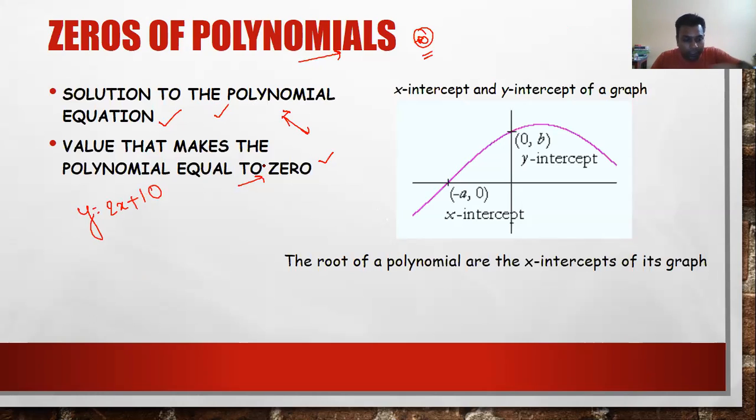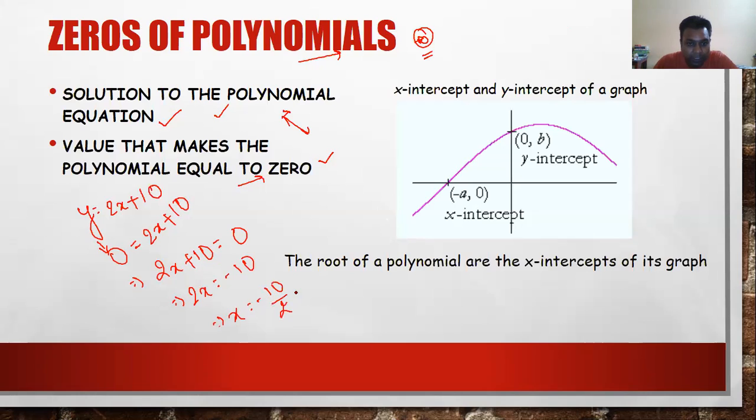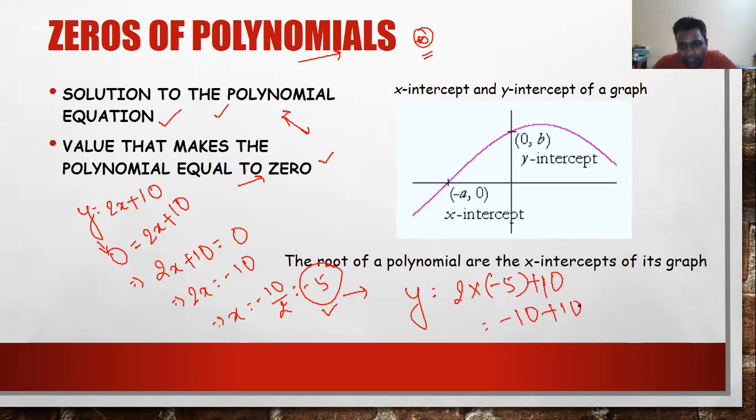So first of all, to find it, I'll make this 2x plus 10 equal to 0. This implies 2x equal to minus 10, and this implies x equal to minus 10 by 2, that is equal to minus 5. So x equal to minus 5 is the solution to the equation, and whenever you put this minus 5 in the expression, y equal to 2 into minus 5 plus 10, it will give you minus 10 plus 10 equal to 0.